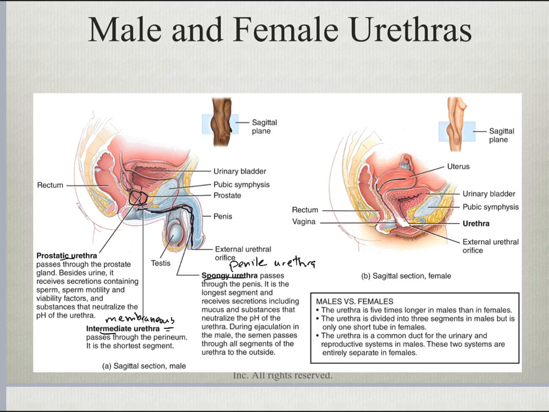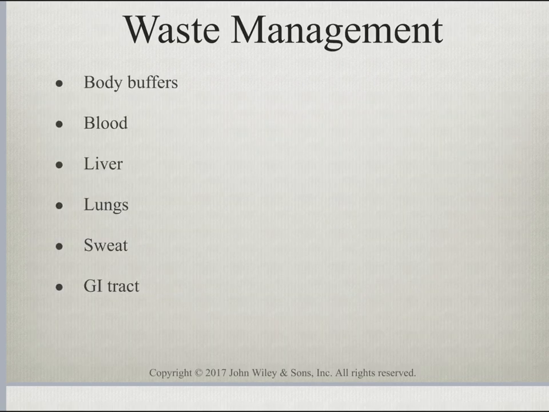Okay. Now for females, you notice one thing. There's no penis, obviously, right? So the distance from the bladder to the external urethral orifice is much shorter compared to that of the males. If we look at the chart at the bottom, males versus females, the urethra is 5 times longer in males than in females. In males, it's divided into 3 segments. In females, it's one short tube. The urethra is a common duct for urinary and reproductive systems in males, whereas in females, the 2 systems are entirely separate. So one of the last things that we talk about is the body's ability to regulate and handle waste management.